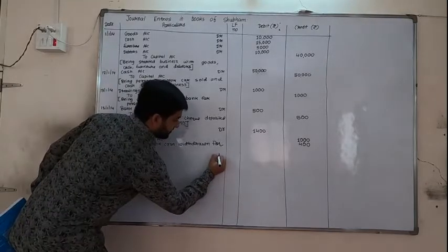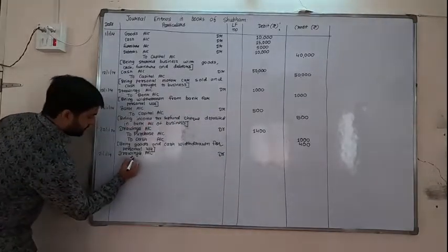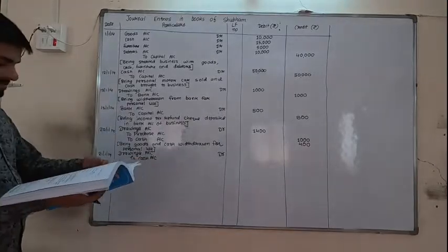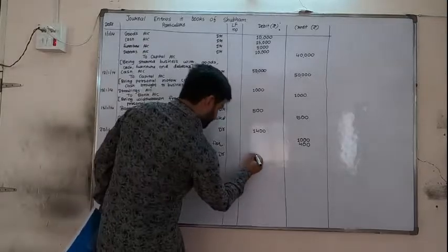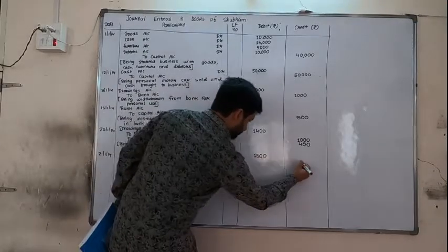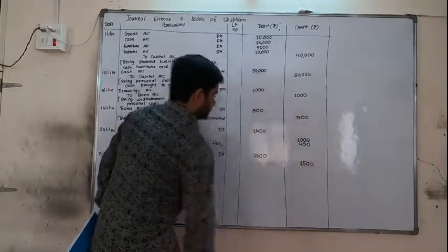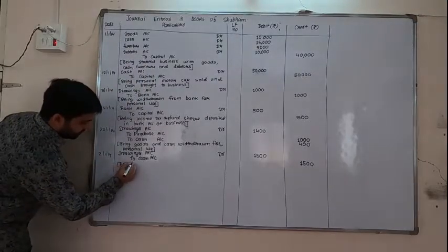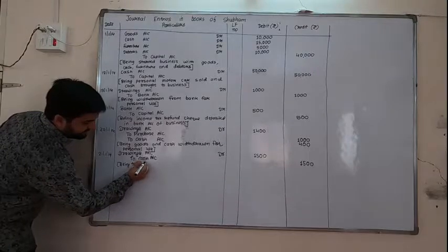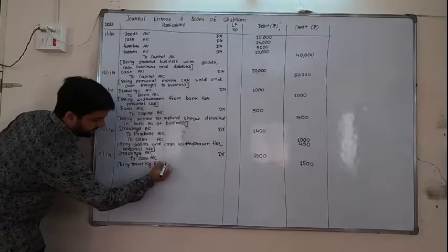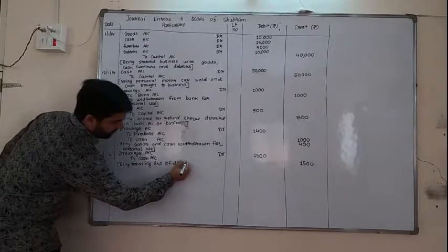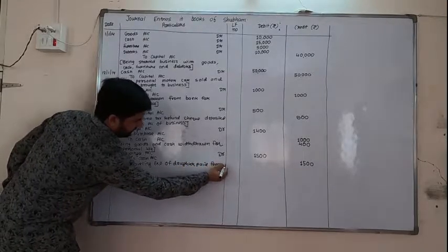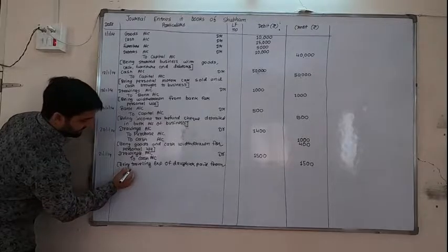Drawings account debit to cash account, 1500. We have paid, so cash should be credited. In the narration, here we can mention everything: traveling expense of daughter paid from business.